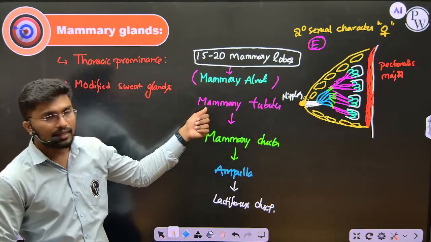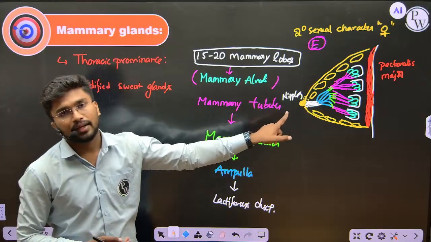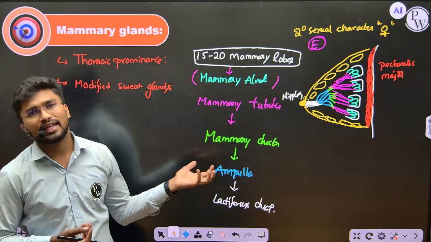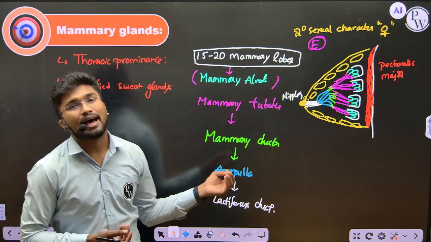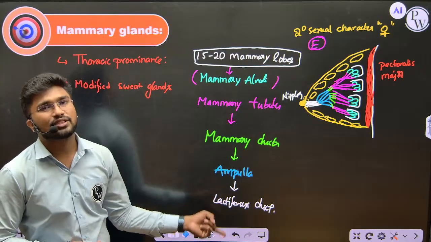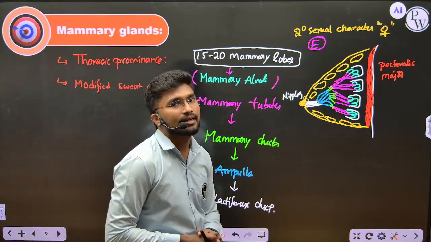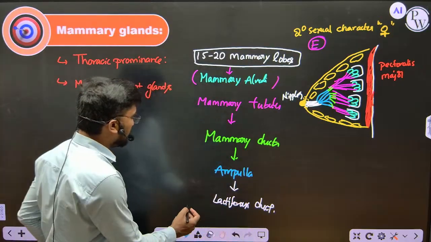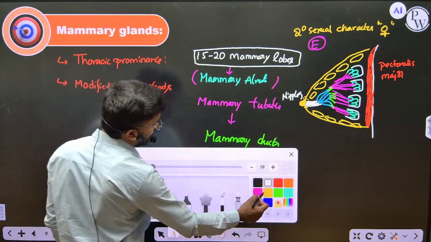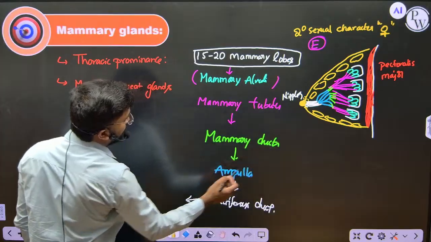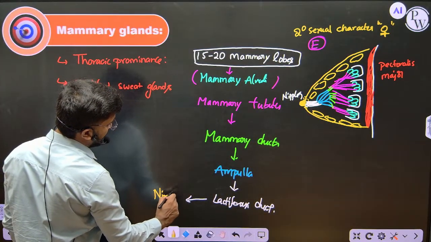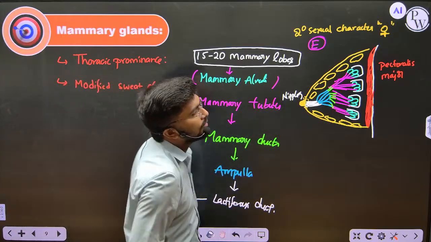Mammary alveoli lead to ducts, the mammary tubules. These mammary tubules join to form the mammary duct. They join to form the mammary ampulla. Ampulla is a broad portion. The mammary ampulla leads to the lactiferous duct. The lactiferous duct leads to the nipple. The nipple is the place where the baby will suckle the milk.